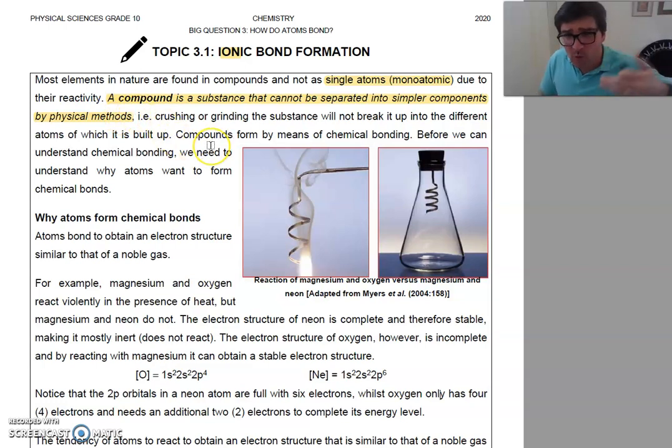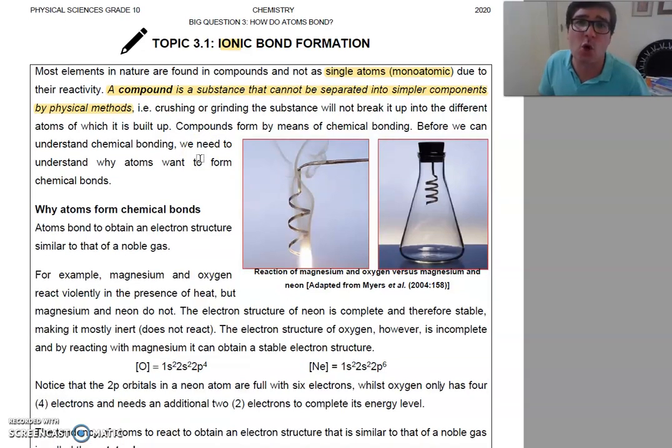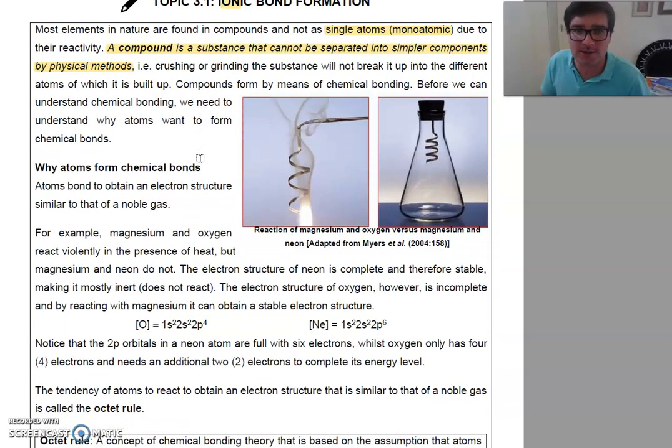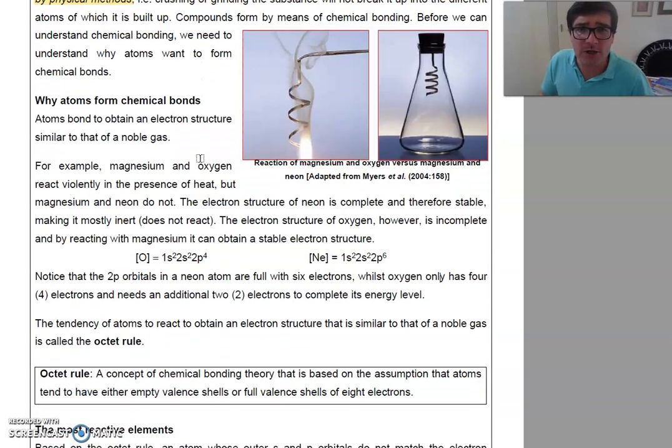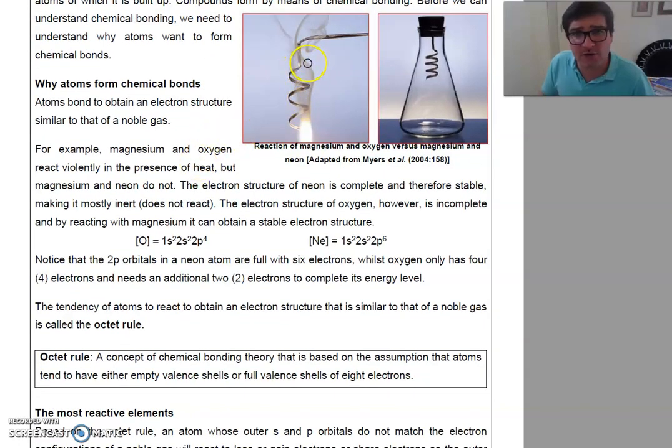So before we can understand why chemical bonding takes place and why we mostly find atoms in compounds, we need to understand why atoms want to form chemical bonds. Now, we're going to look at an example. Here we've got our piece of magnesium and it's reacting with oxygen, and you will see it's very reactive. It's producing that bright white light.